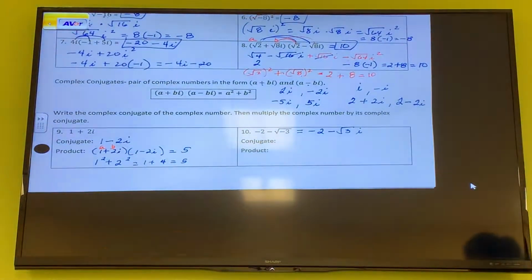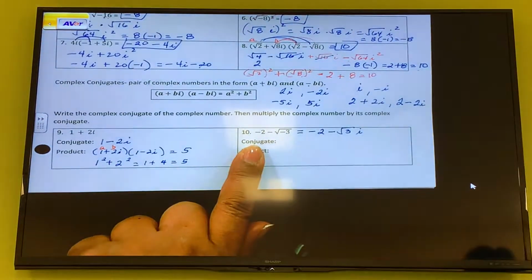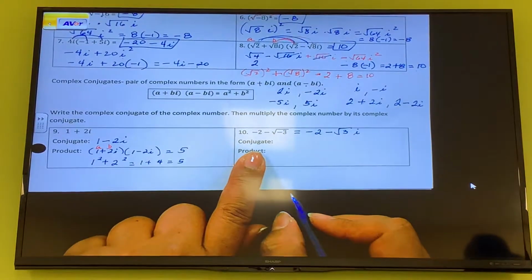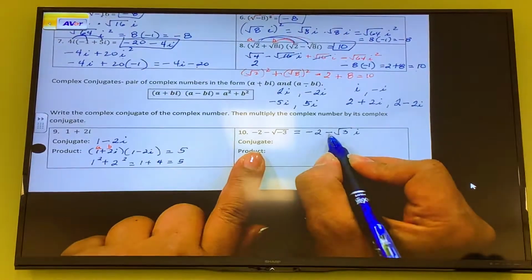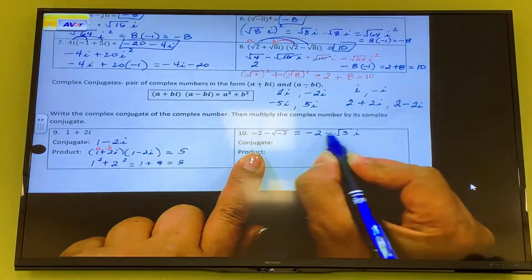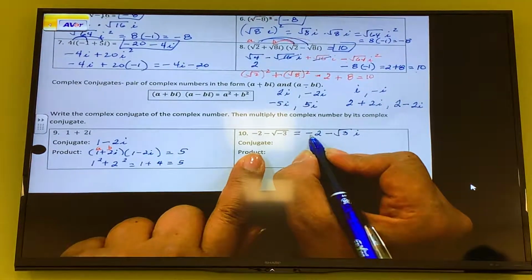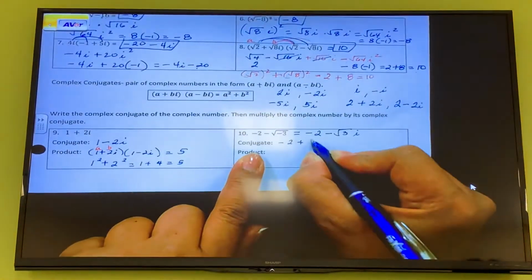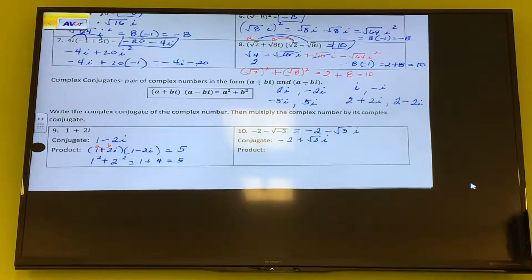Okay, so what's the conjugate of negative 2 minus square root of 3i? What's the only sign we need to change? The negative in between the 2 and the square root. So it's the minus sign between the negative 2 and the square root of 3i. This is the only sign that will change, not the one in the front. The one in the front does not change at all. So this is negative 2 plus square root of 3 and then the i. All we do is just put the plus sign.